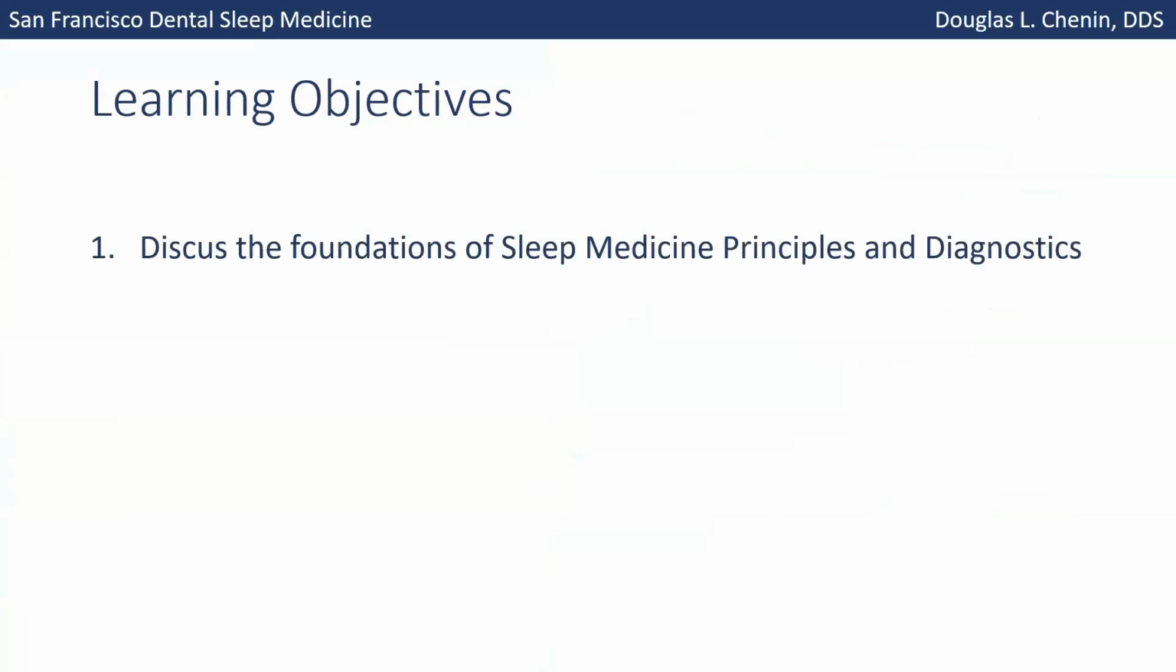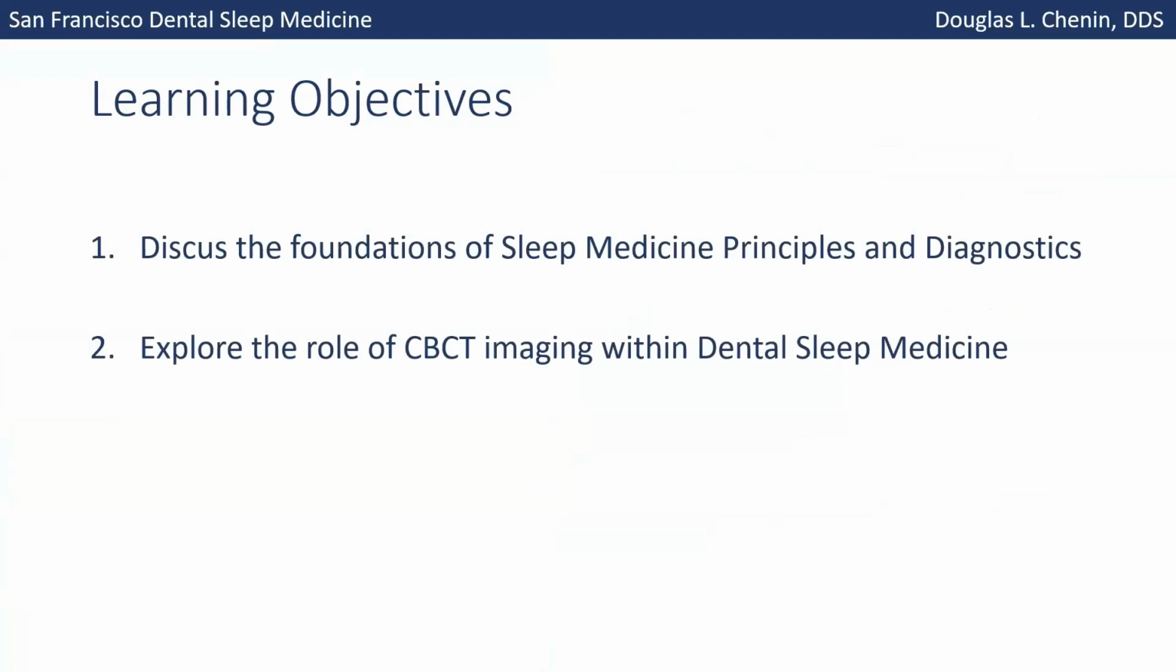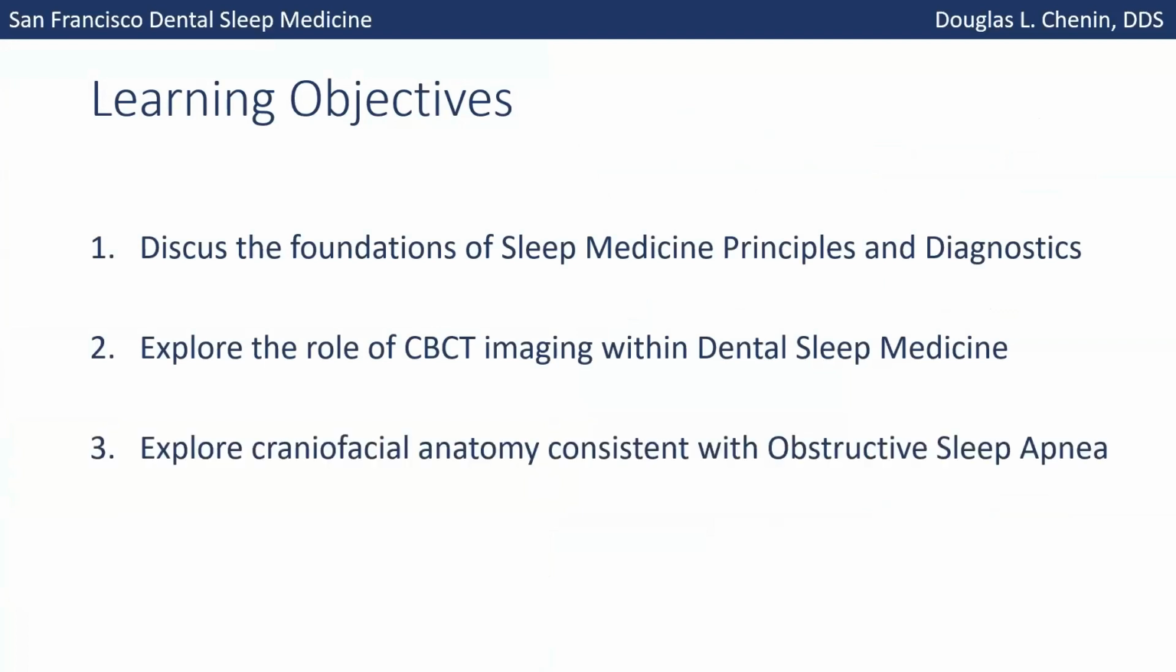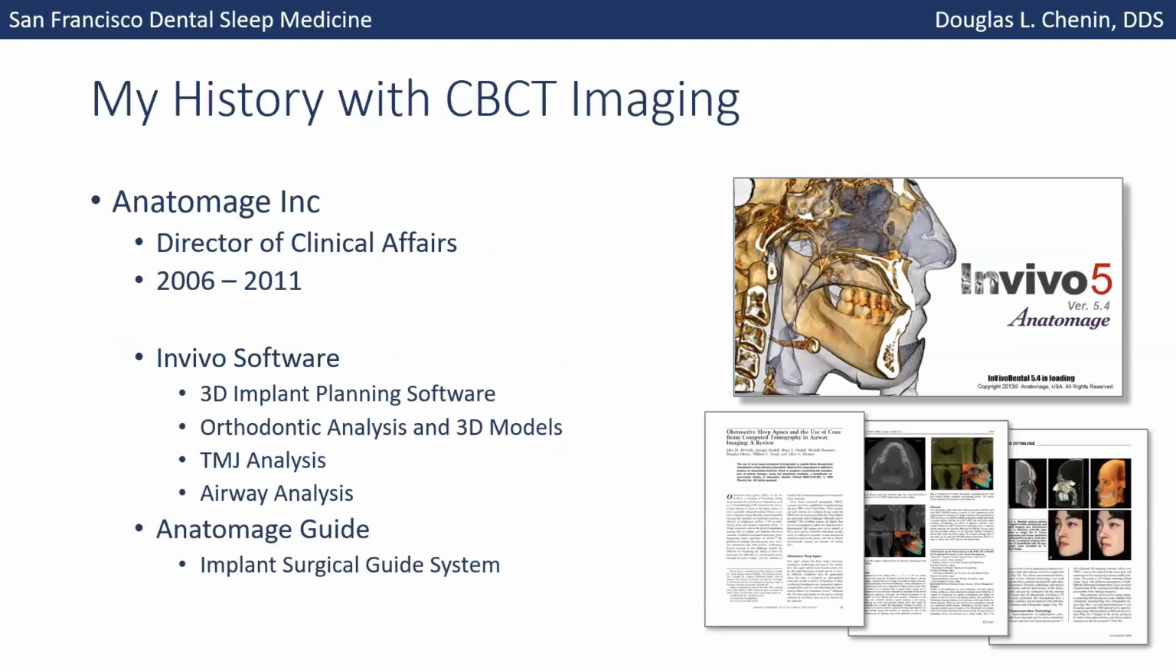So, learning objectives. Anna just mentioned this, but we'll go over it again. I'm going to discuss some of the foundations of dental sleep medicine, and we'll go through this a little bit quickly because I want to get to the cone beam side of it. That's where we get to objectives 2 and 3: exploring the role of CBCT imaging within dental sleep medicine, what it can do and what it can't do. Then we're going to look through a lot of craniofacial anatomy that lends itself to or contributes to OSA. I think that's going to be the fun part clinically, to get a big introduction and colorful display of all the anatomy that lends itself to sleep apnea.